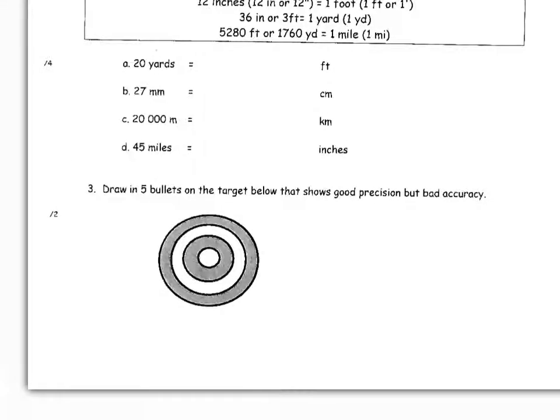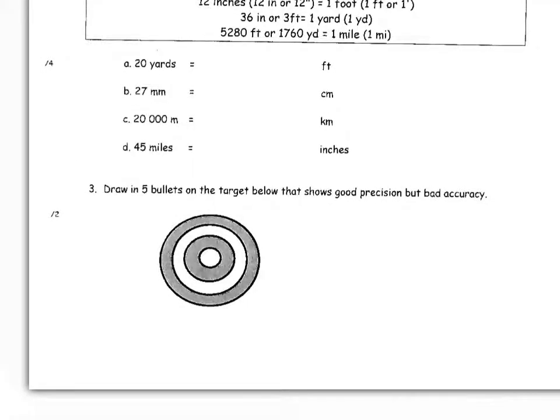All right, we're asked for some conversions here. 20 yards is equal to how many feet? Well, the answer first is 60. Where do I get that? Well, because I'm taking 20 yards and I'm multiplying it by the fact that 3 feet is the same as 1 yard.